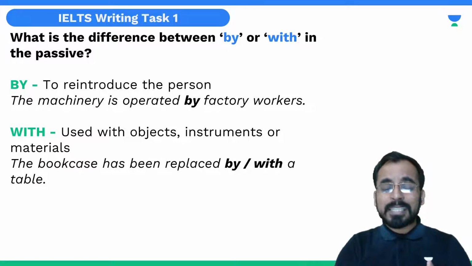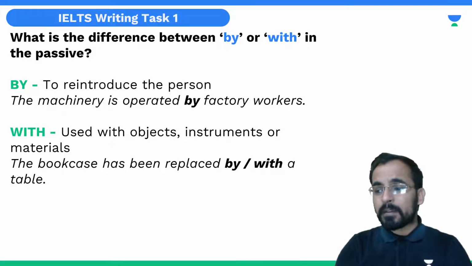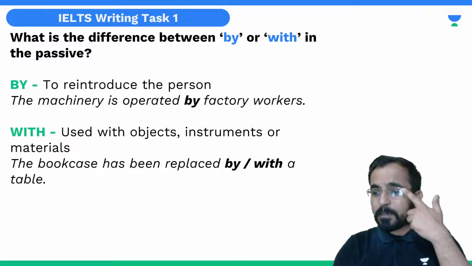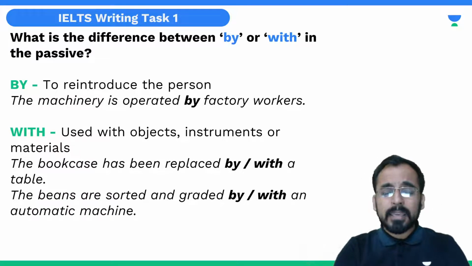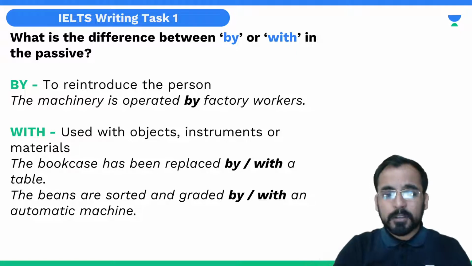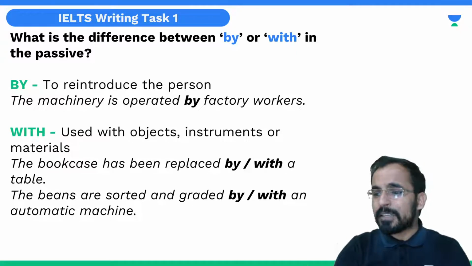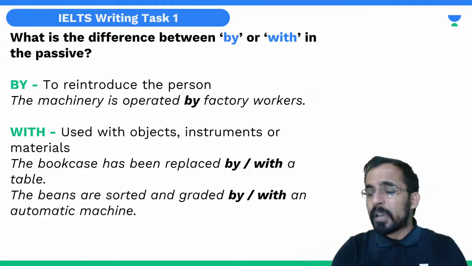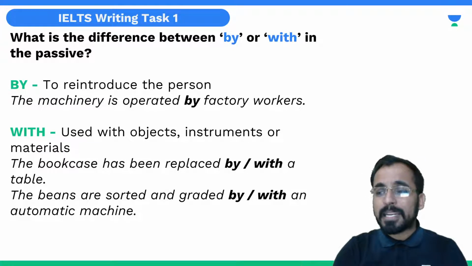The bookcase has been replaced by a table. Now they are actually interchangeable. Okay. The beans are sorted and graded with the machine. Right? I hope the difference is clear now. How do we use by and with to reintroduce our agent?